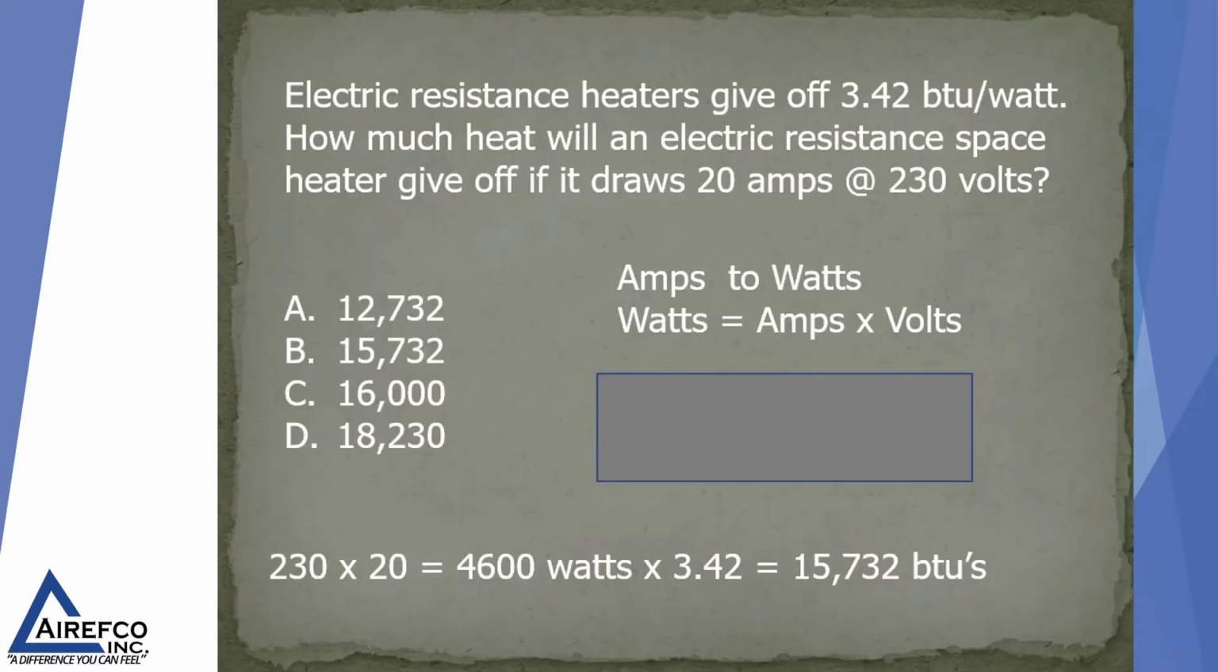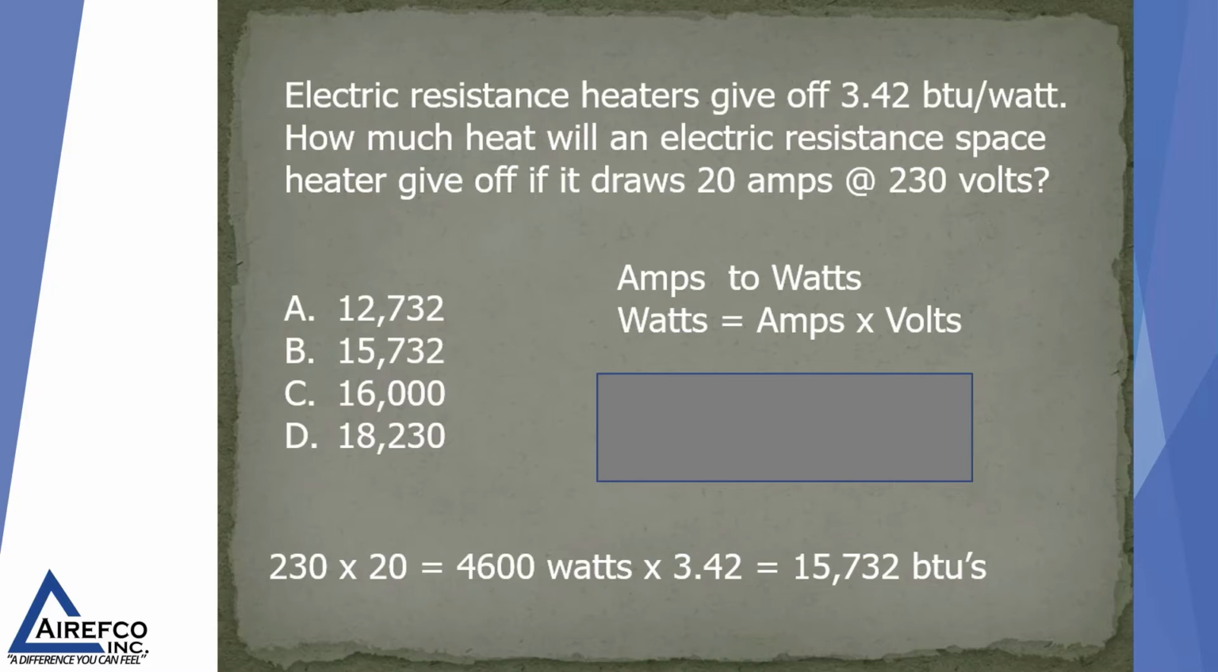Here we see a practical example of Ohm's law. You may have seen this question if you have recently taken the NATE certification exam. The question states, electrical resistance heaters give off 3.42 BTUs per watt. How much heat will an electric resistance space heater give off if it draws 20 amps at 230 volts? And then you have answers A, B, C, and D for this question.